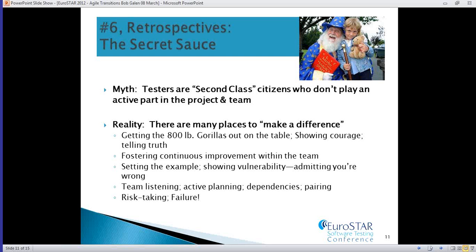And so the myth is testers are second-class citizens who don't play an active part in the project and team. And it's not just in the retrospective. I'm emphasizing the retrospective aspects here, but I see testers in sprint planning sessions. The developers are very actively collaborating, asking questions about a user story of the product owner, and then in a planning poker session, people are throwing estimates on the cards, and the testers are in the background. They're not being active. Then they'll vote. Typically, their votes are high. They really don't necessarily understand the story, but they haven't asked any questions, so they're in the background.